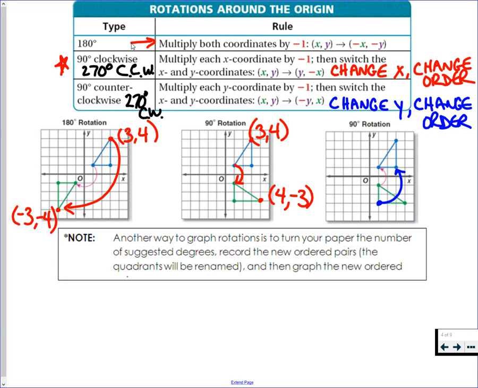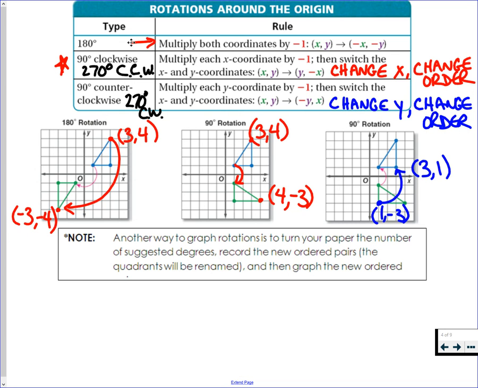So this point, remember this one, we started with the green one. This point was at 1, -3. When I change the y, now it changes to a positive, and I'm going to change the order. So that's going to go first. So it's going to be at 3, 1, which does work.